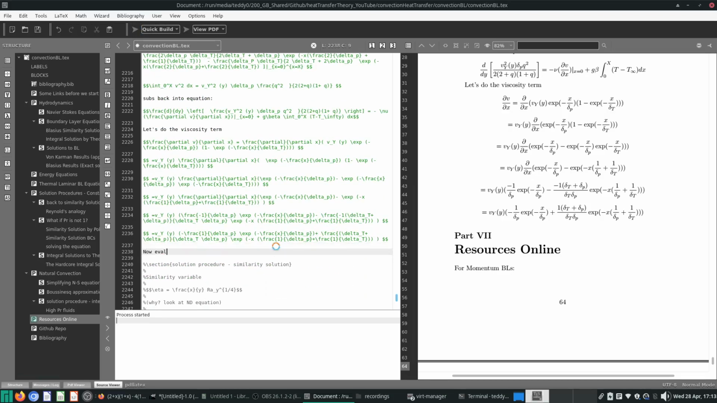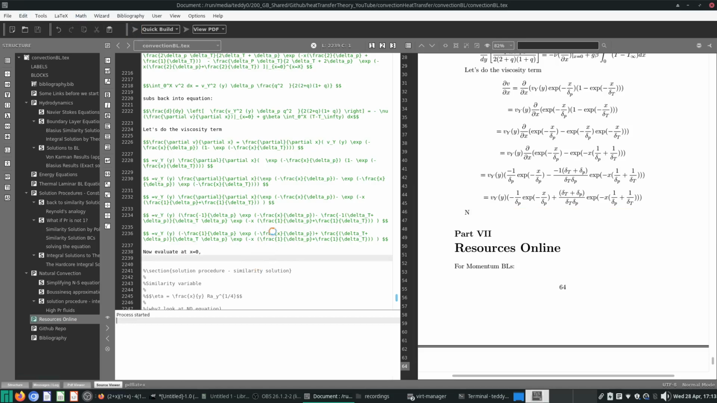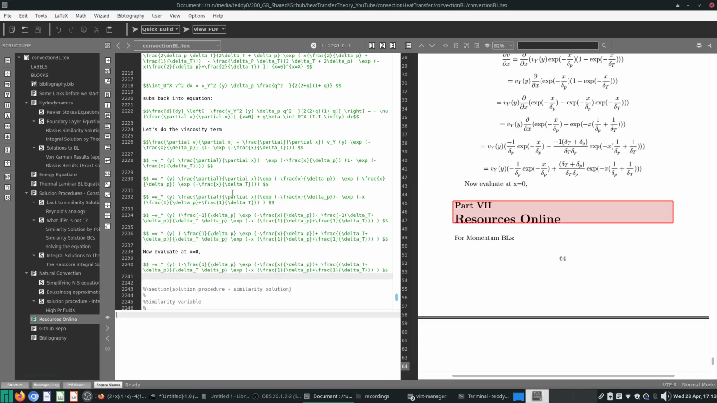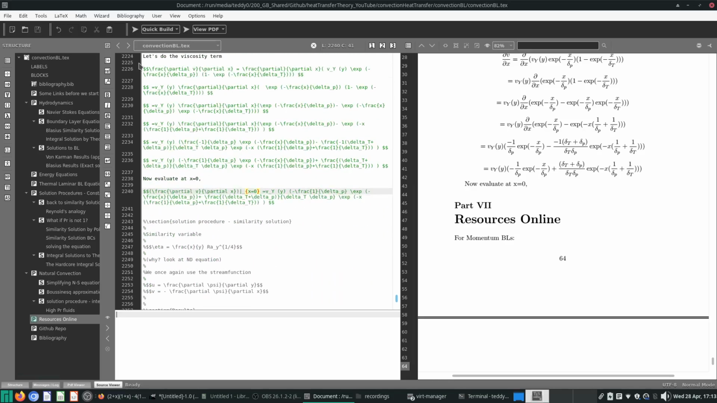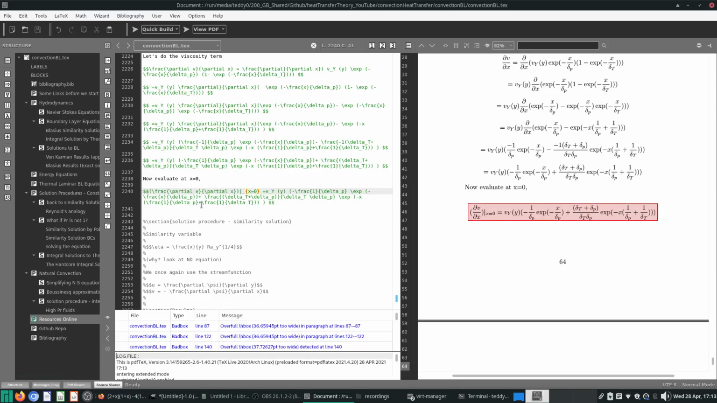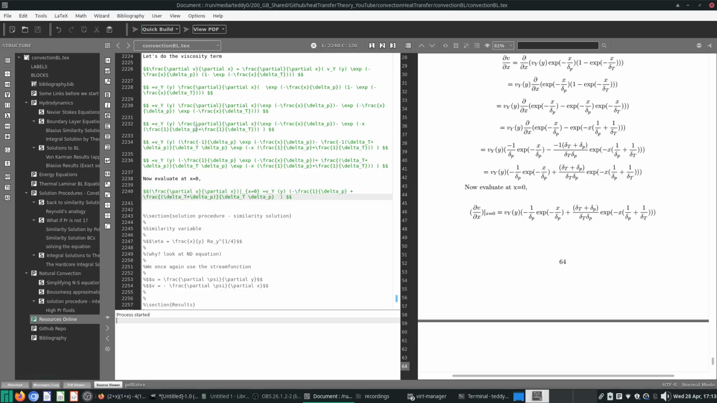Now evaluate at x equals 0, which is again great news because most of the terms will just drop off. The exponentials will become 1, and our life will be somewhat easier.